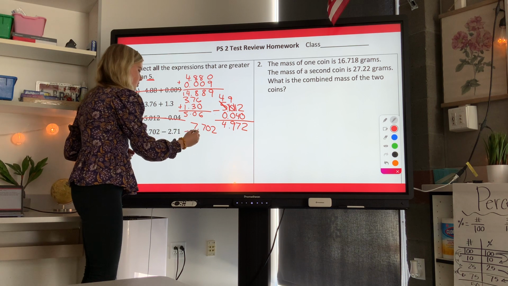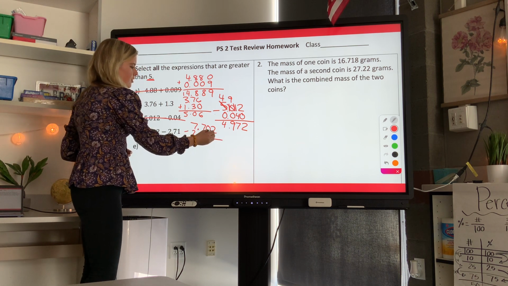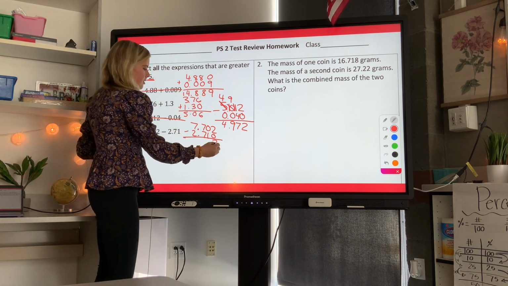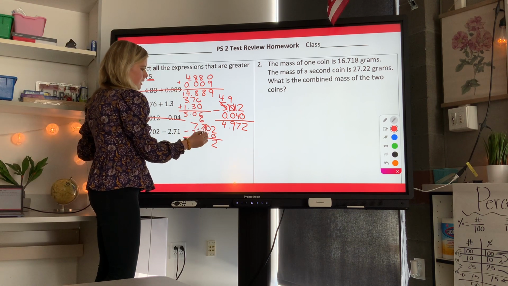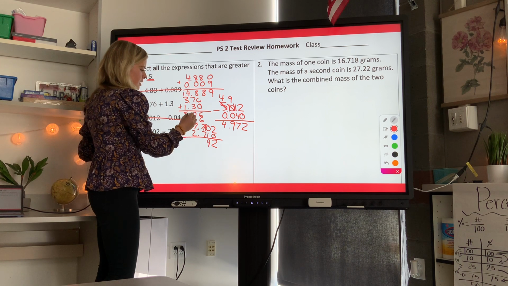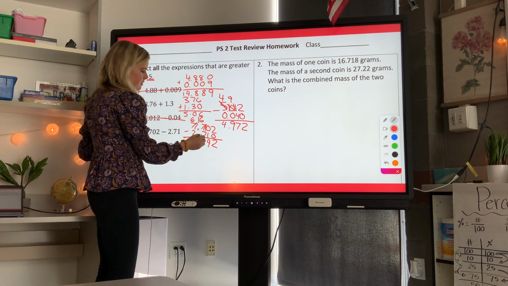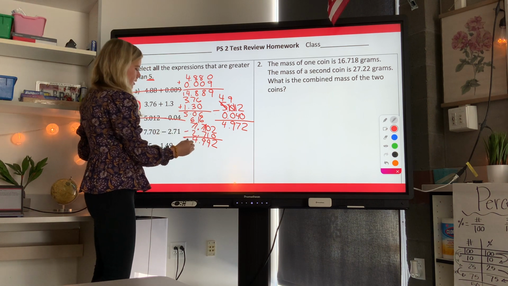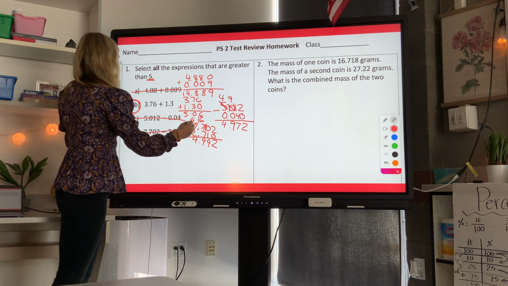Next one, 7.702 minus 2.71. And I can add a 0. So 2 minus 0, and a borrow. 10 minus 1, borrow, or regroup. 16 minus 7 is 9. Okay, oh, so close, but not quite.